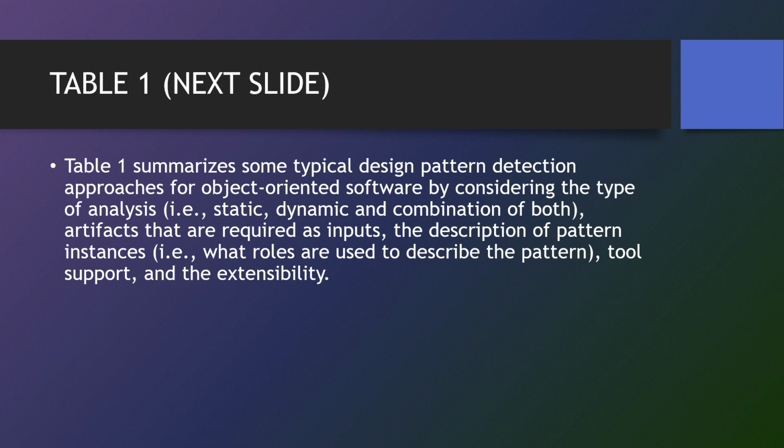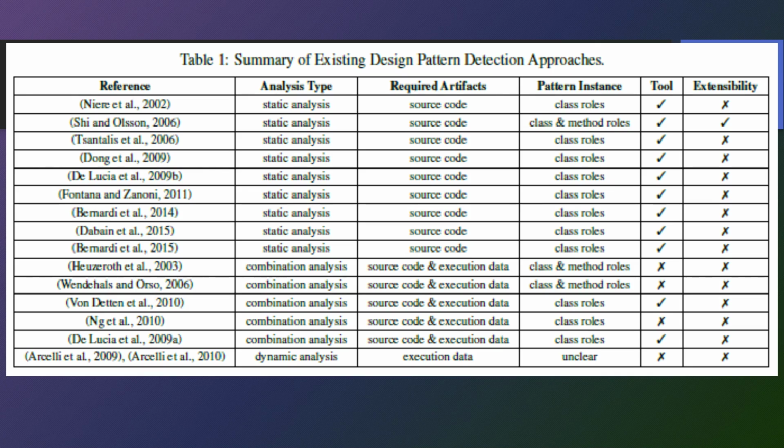Table 1, which is in the next slide. Table 1 summarizes some typical design pattern detection approaches for object-oriented software by considering the type of analysis, for example static, dynamic, and a combination of both. Artifacts that are required as inputs, the description of pattern instances, what rules are used to describe the pattern, tool support, and the extensibility. This is Table 1, a summary of existing design pattern detection approaches. You can see the analysis type, required artifact, pattern instance, tools, and extensibility.